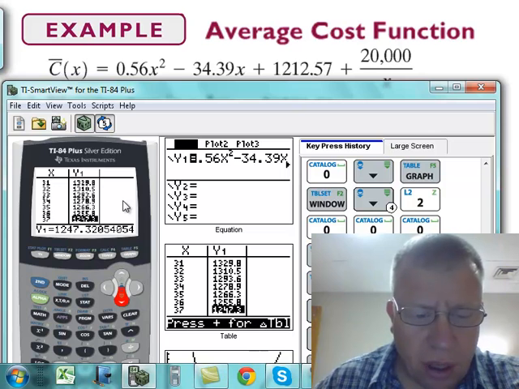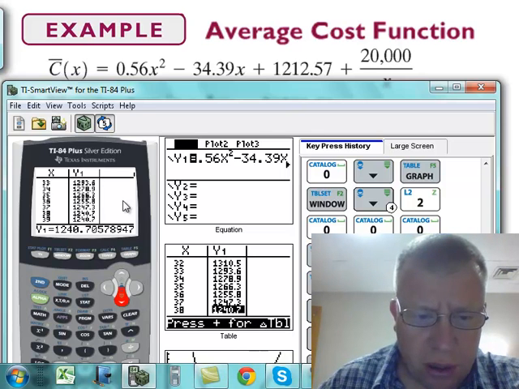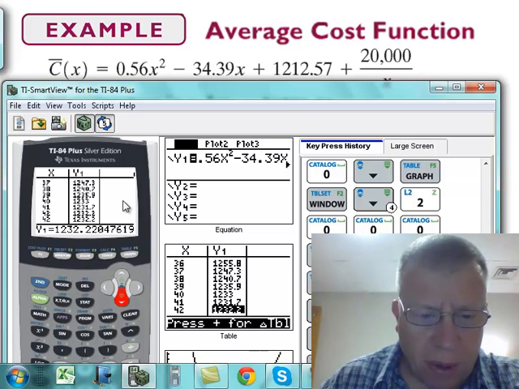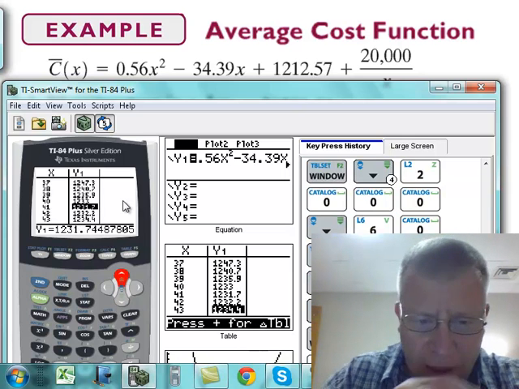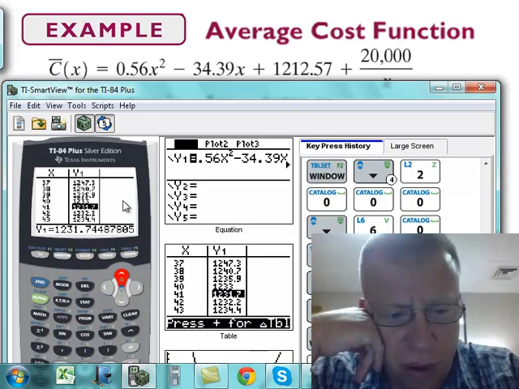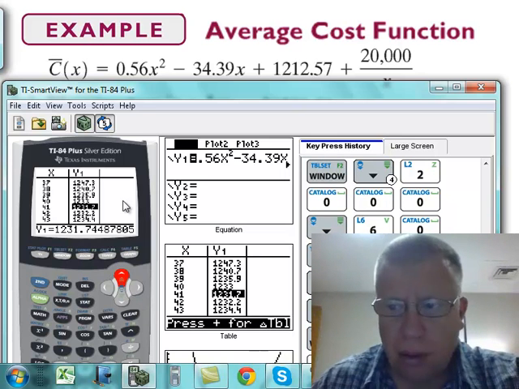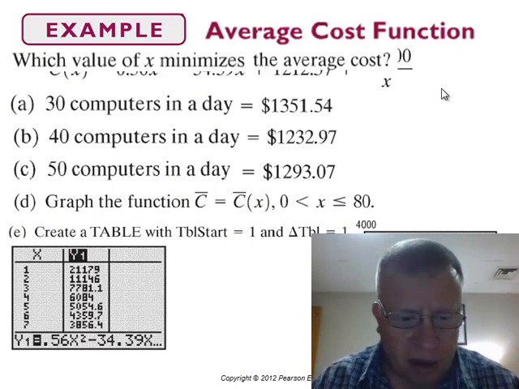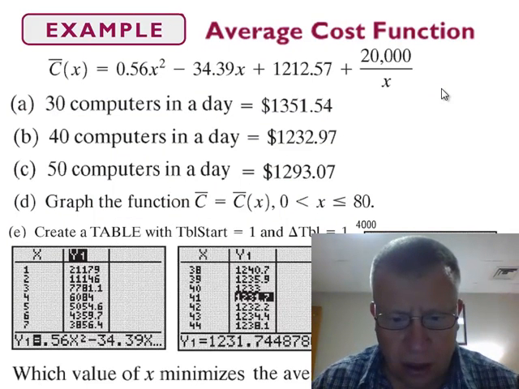So we understand that it's somewhere close to 40. So if we're at 40, it's 1233. At 41, it's 1231.7. And then we start going back up after that. So I would say that 41 computers per day would be what we would need to manufacture in order to minimize cost. Okay? And that's pretty much what's showing us in these little screenshots.